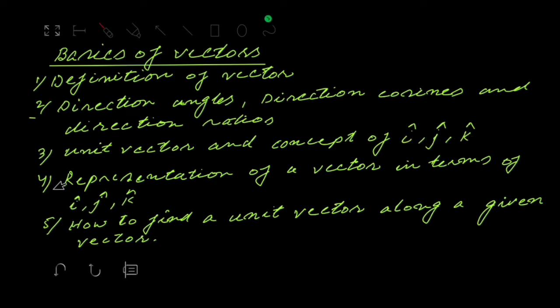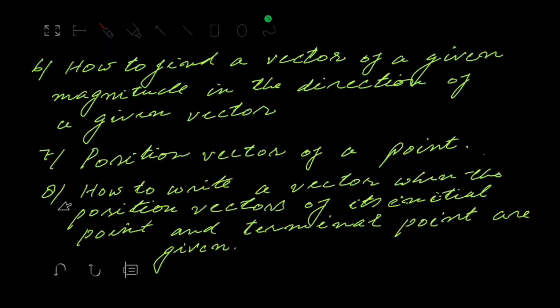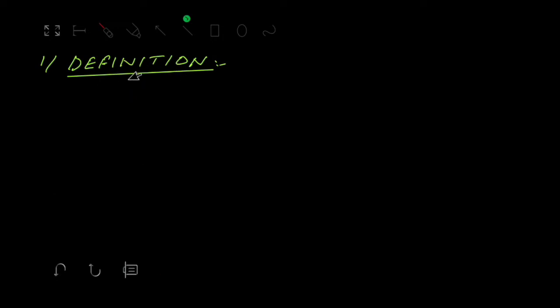Number four, representation of a vector in terms of I cap, j cap, k cap. Number five, how to find a unit vector along a given vector. Number six, how to find a vector of a given magnitude in the direction of a given vector. Number seven, position vector of a point. And number eight, how to write a vector when the position vectors of its initial point and terminal point are given. So now let's start with definition of a vector.